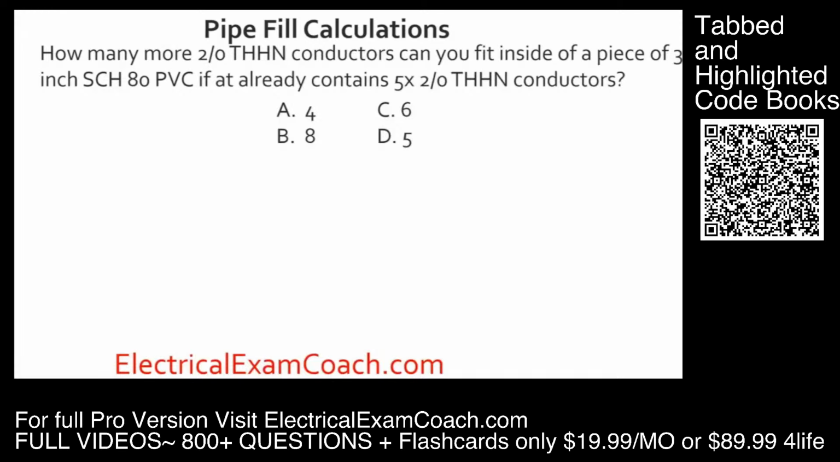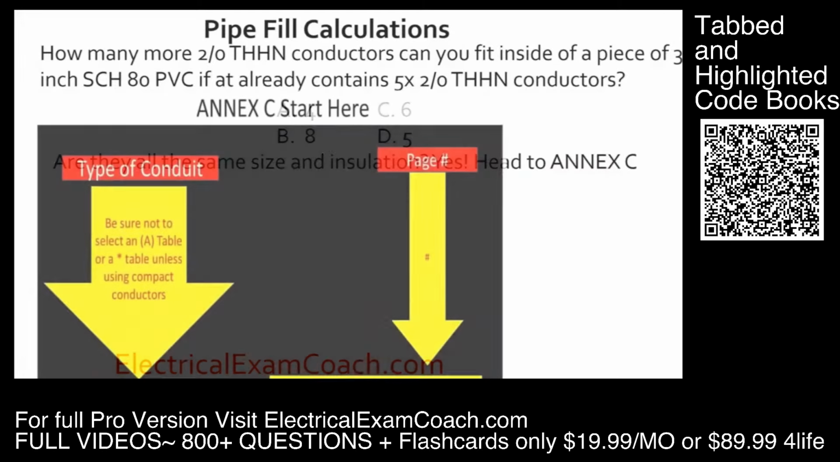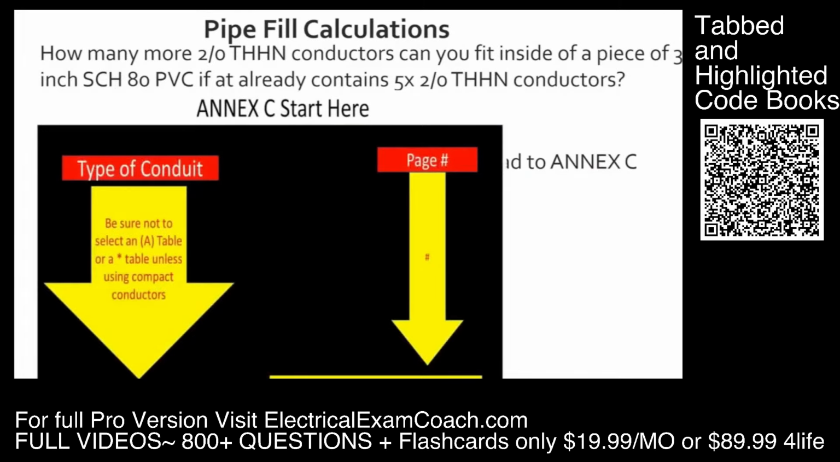How many more 2-aught THHN conductors can you fit inside of a piece of 3-inch Schedule 80 that already contains 5 2-aught THHN conductors? Well, the first question we're going to ask is, are they all of the same size and insulation? Yes, so let's head to Annex C. When we get to Annex C, we're going to start on the left-hand side until we find our conduit, being sure that we're not in the A version of the table. Then we're going to cross over and find our page number.